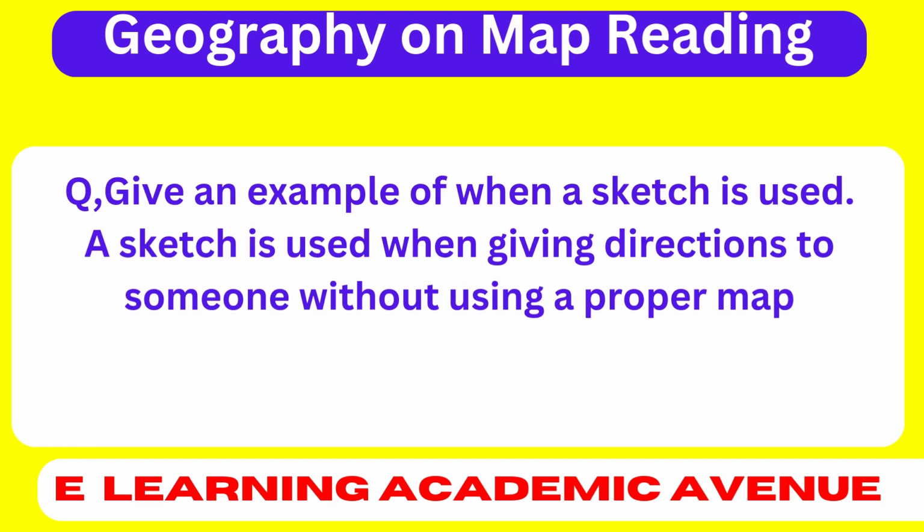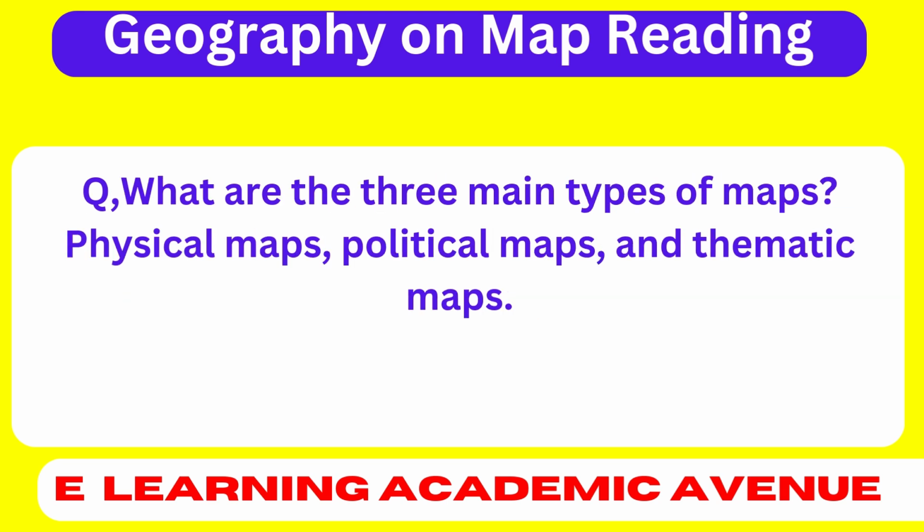Question 15. Give an example of when a sketch is used. A sketch is used when giving directions to someone without using a proper map. Types of maps. Question 16. What are the three main types of maps? Physical maps, political maps, and thematic maps.